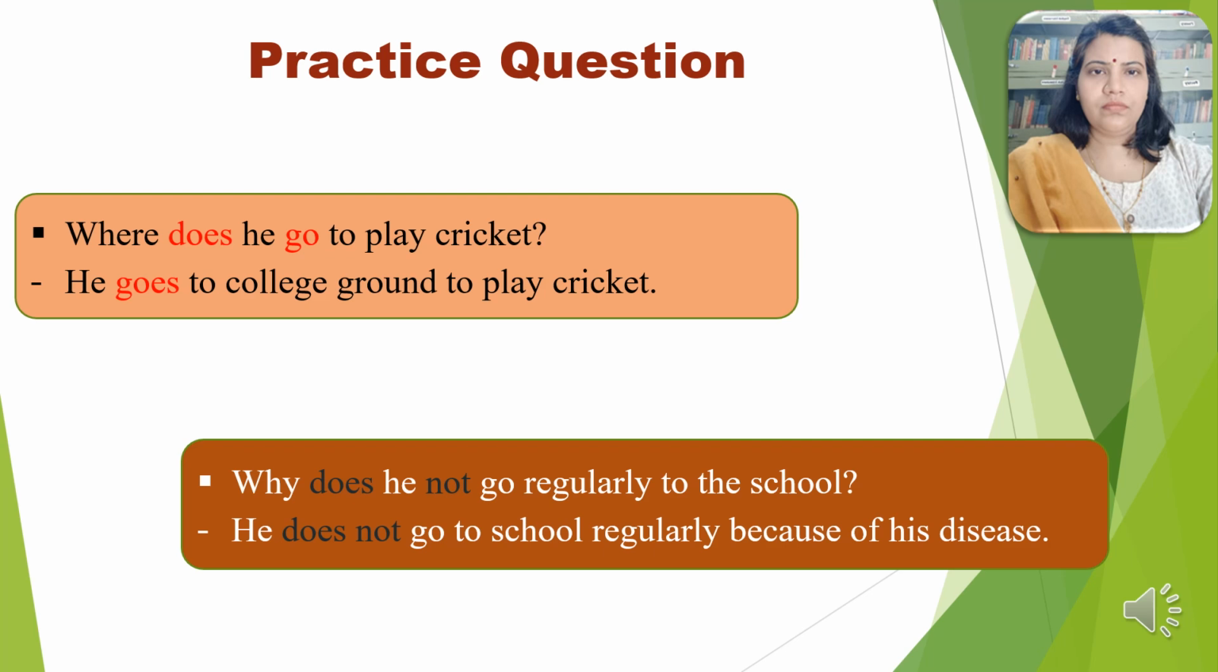Second question is, why does he not go regularly to the school? Here reason is being asked, but this question is in negative form, so the answer will also be negative. We do not have to remove does, because if we have to give the answer in negative form, we need the auxiliary verb here, and main verb is go and subject again is he. So the answer will be, he does not go to school regularly because of his disease.